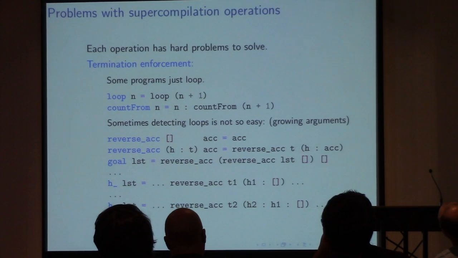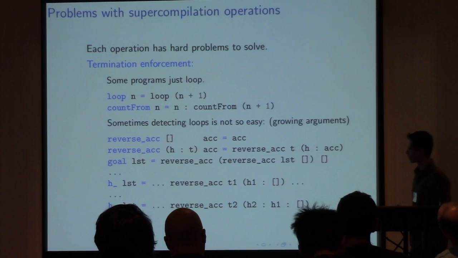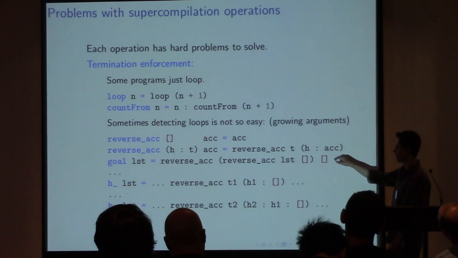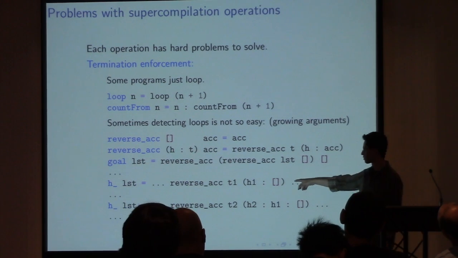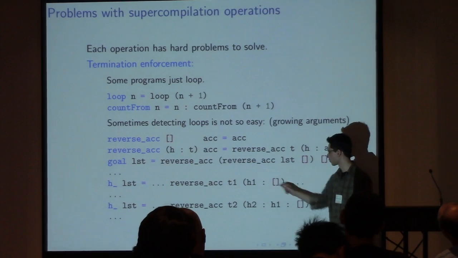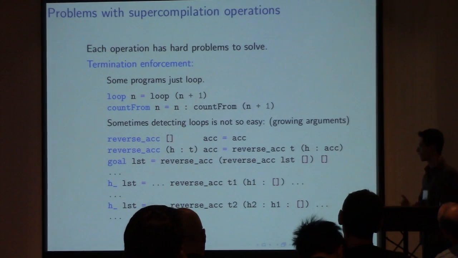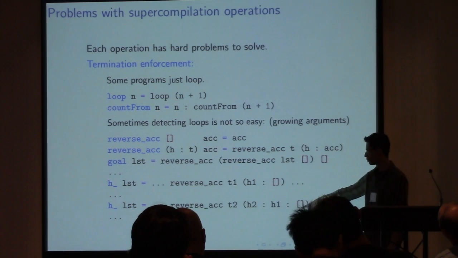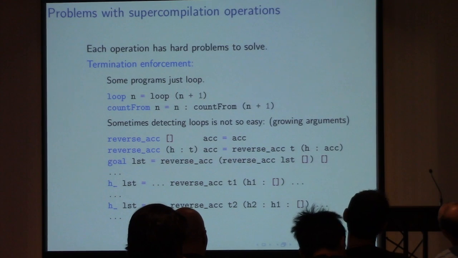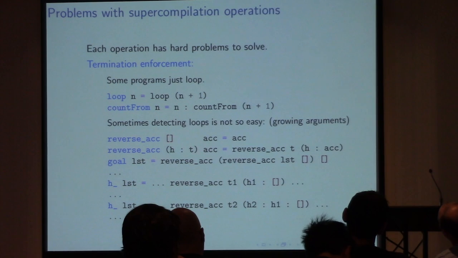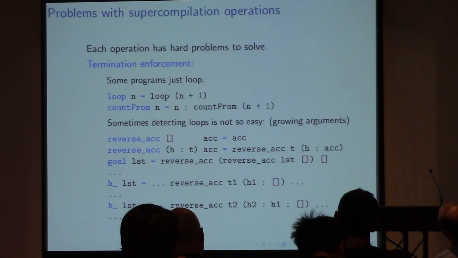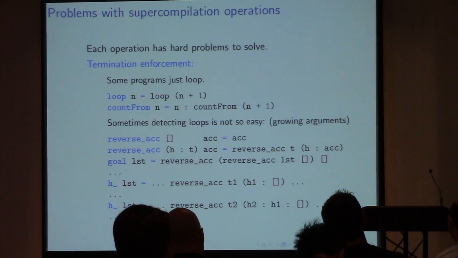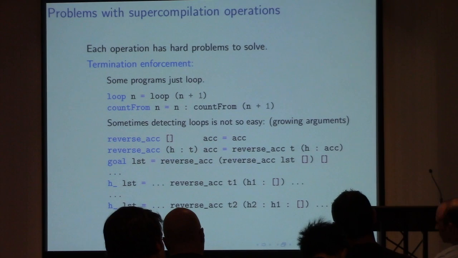For example, in this case, we have a reverse function with an accumulator. After a while, we take some steps and we get this term, reverse, and then H1 comes, the empty list. So we take some more steps, and then this is our new term. So this loops, but for the matcher this is not easy to see, because our terms are not renamings of some terms that we supercompiled before. So sometimes the matcher cannot detect loops, and in that case, we need to force our supercompilation algorithm to stop.